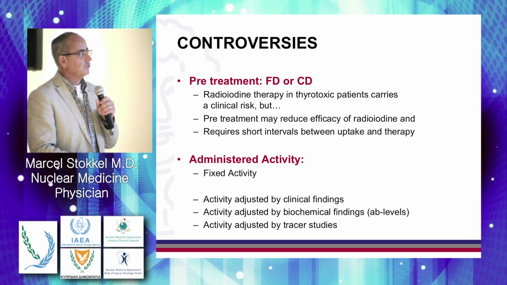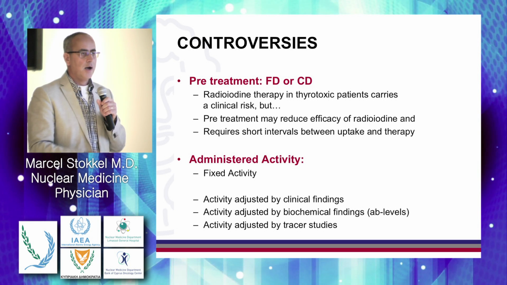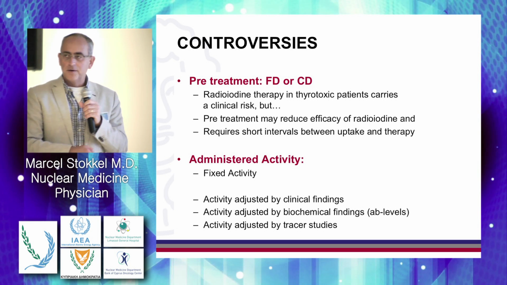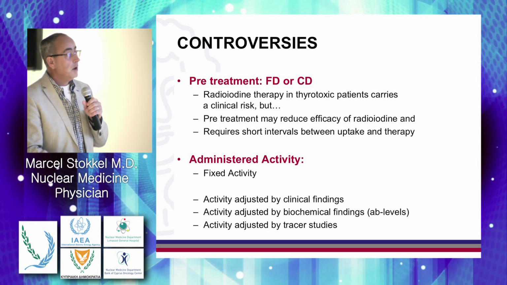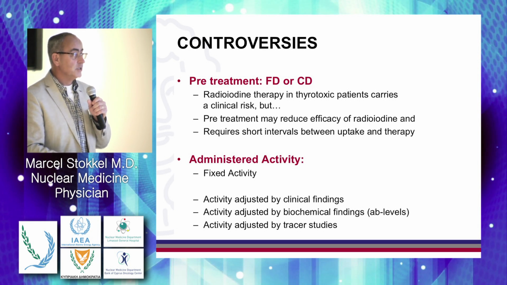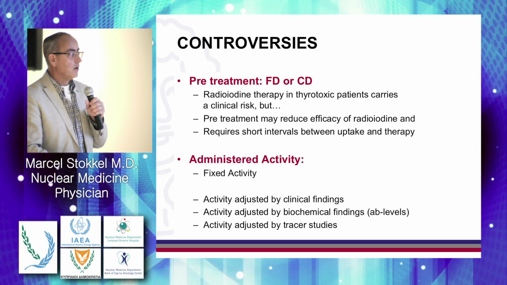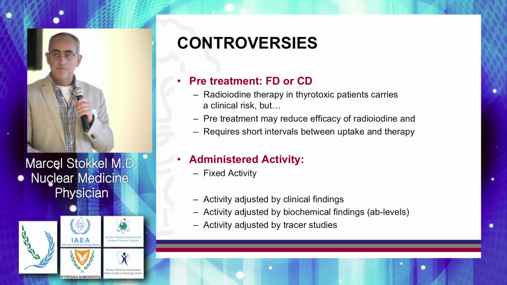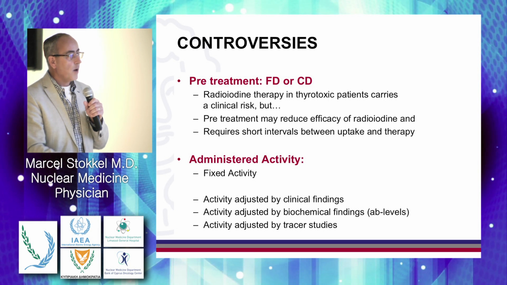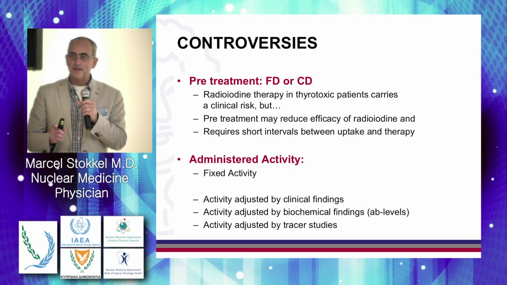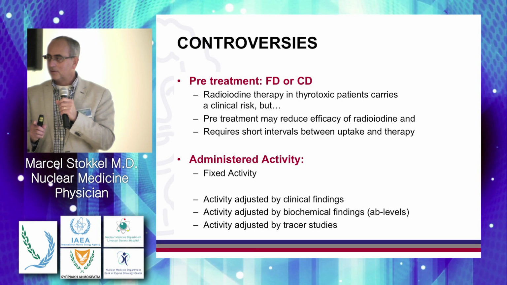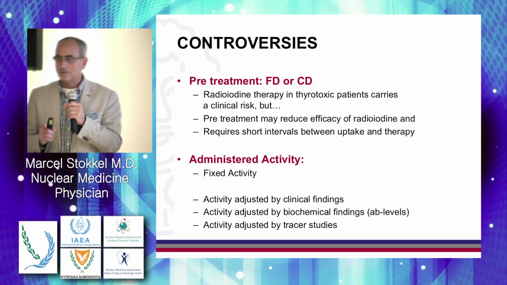Well, the controversies in literature, in fact, do not favor one or the other strategy. Can we use a fixed activity? And if we are going to adjust a dose, why only by tracer studies and uptake measurements and not by biochemical findings, the antibody levels? And why not adjust it by clinical findings? It is really funny that we are treating, in fact, a number and not the patient.